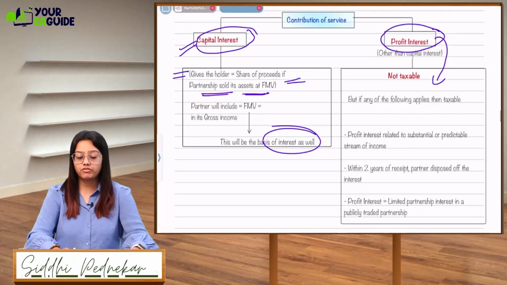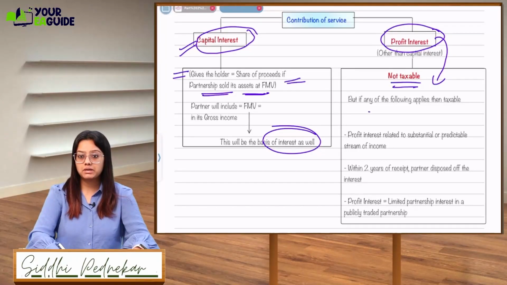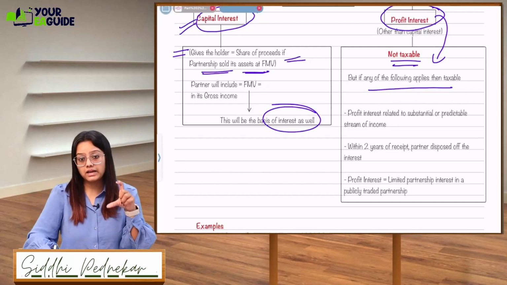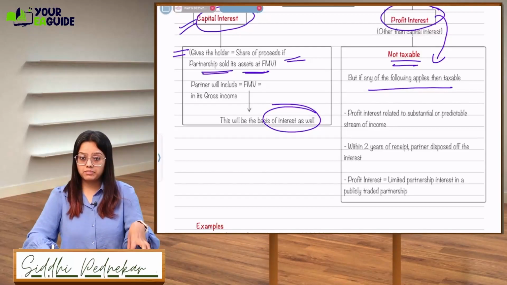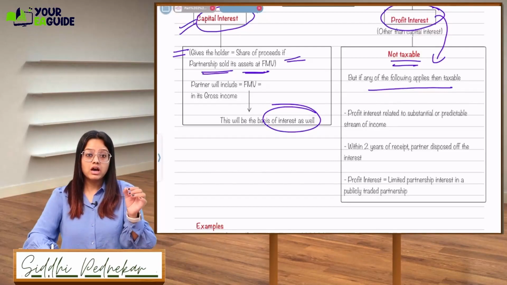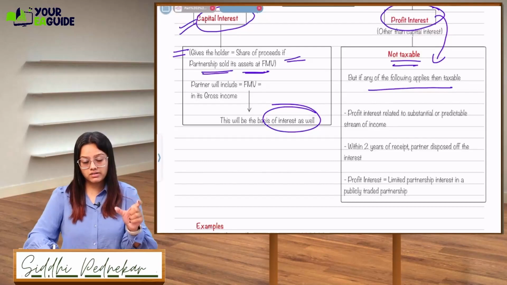If it's a profit interest, it will not be taxable, but if any of the following applies, it will be taxable. What are the exceptions? First, the profit interest is related to a substantial or predictable stream of income. Let's say they are easily aware that this much is the predictable stream, or this much is the profit share you are going to receive. If a fixed dollar amount is designated, then that needs to be taxable.